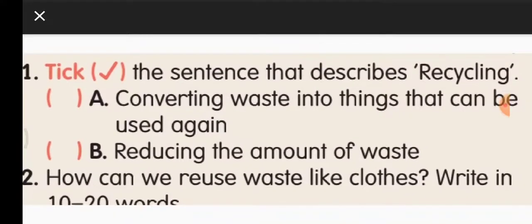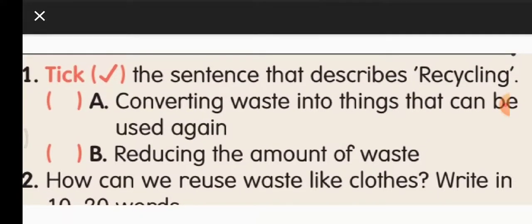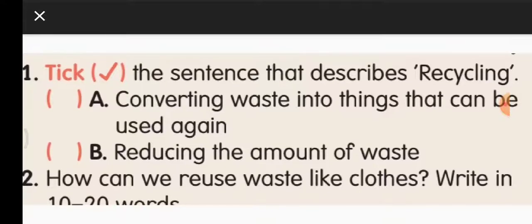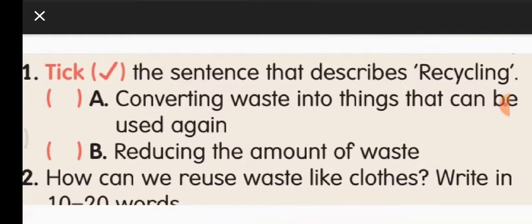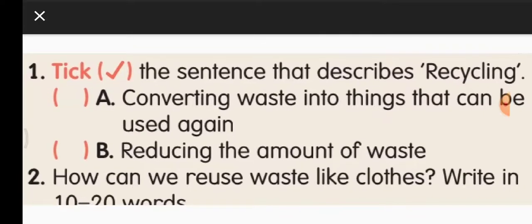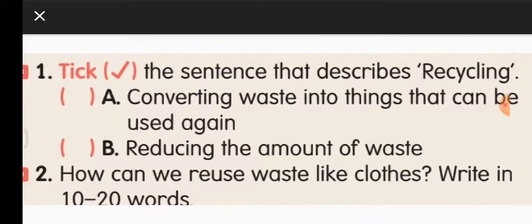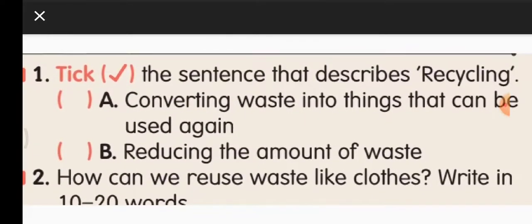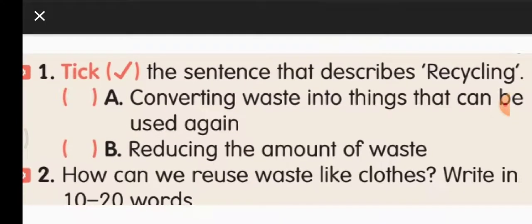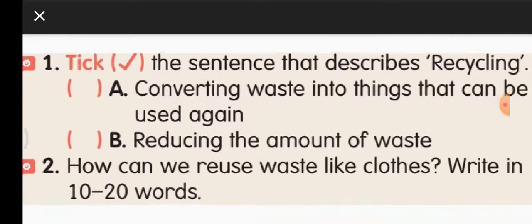A, converting waste into things that can be used again. B, reducing the amount of waste. Okay, recycling means using things again. Okay, waste things, you can use them again. So A is right. Put a tick in the A bracket.